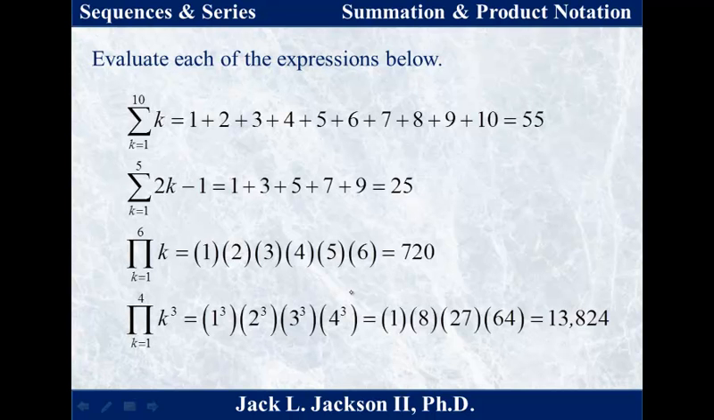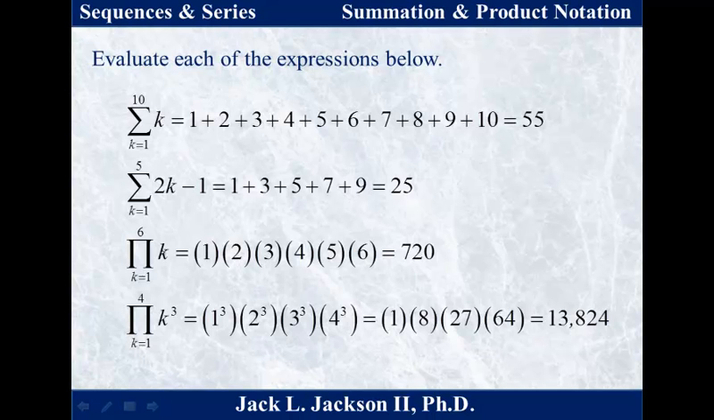Okay? So if we're summing k from 1 to 10, this is just k is 1, 2, 3, 4, 5, 6, 7, 8, 9, 10, and add those up to get 55. For 2k minus 1, summed from k equals 1 to 5, you plug in a 1, you get 2 times 1 minus 1 is 1. Then you plug in k is 2, 2 times 2 is 4, minus 1 is 3, and so forth. So you get 1, 3, 5, 7, and 9, and adding those up is 25.